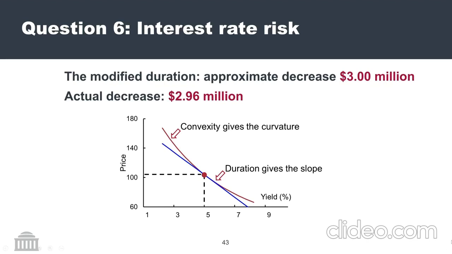And the answer will be that this is due to the convexity of the bond price as a function of the yield. So let's look at the right part of this picture. This is where the yields increase.